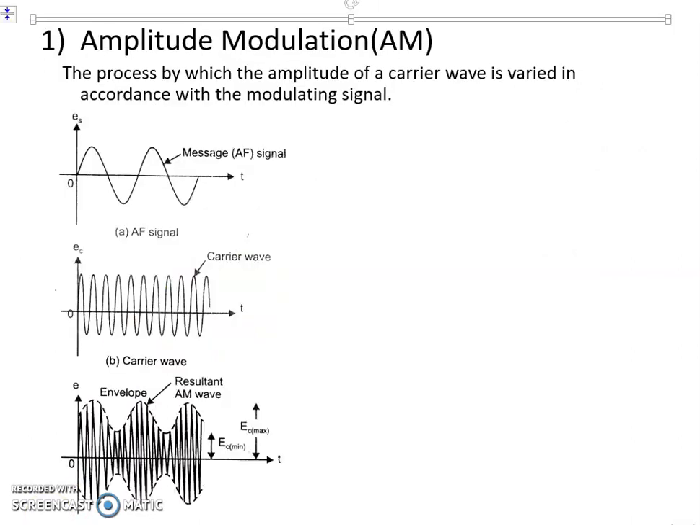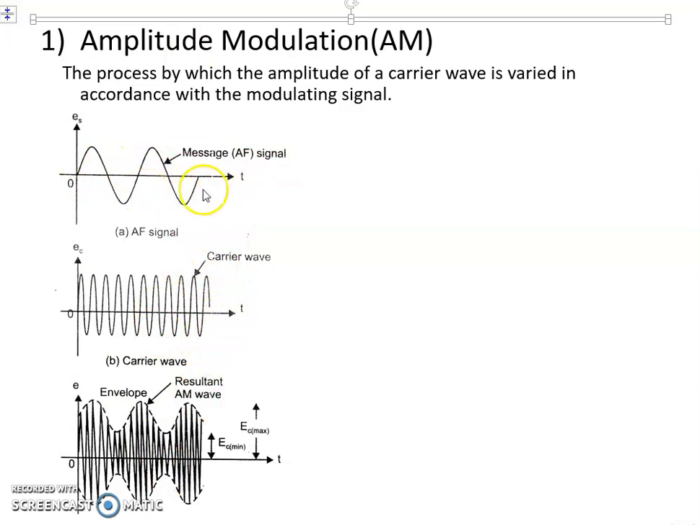Let us first see amplitude modulation. The process by which the amplitude of a carrier wave is varied in accordance with the modulating signal is called amplitude modulation. Here the process of amplitude modulation is shown in these graphs.